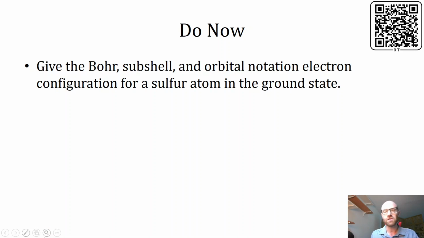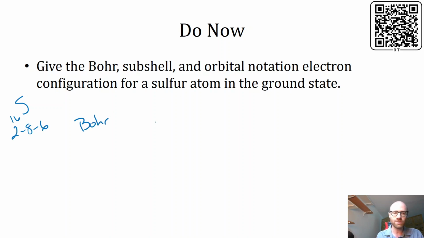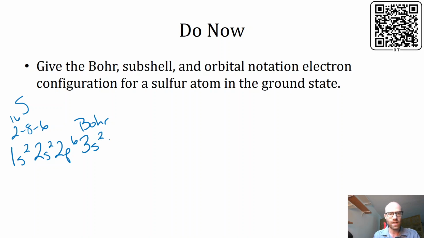I want you to give the three different electron configurations that we've learned about for a sulfur atom. I'm going to get started. The number underneath sulfur is atomic number 16. Underneath we have 2, 8, 6. So this is going to be the Bohr notation. To turn that into a subshell notation, we just split this up into our principal energy levels and our sublevels from there. So 1s2, 2s2, 2p6, and then the final 6 electrons go into 3s2 and then 3p4.